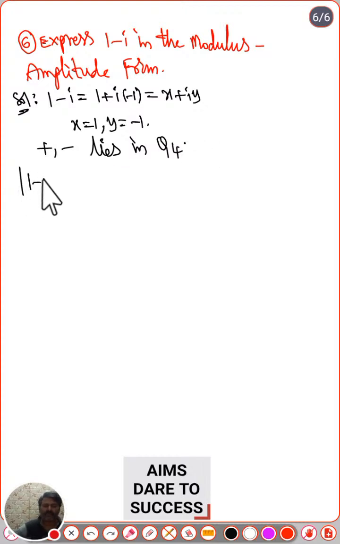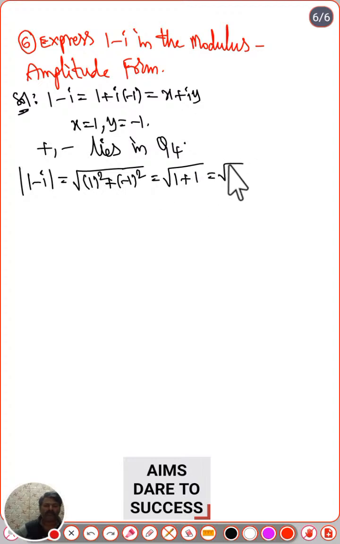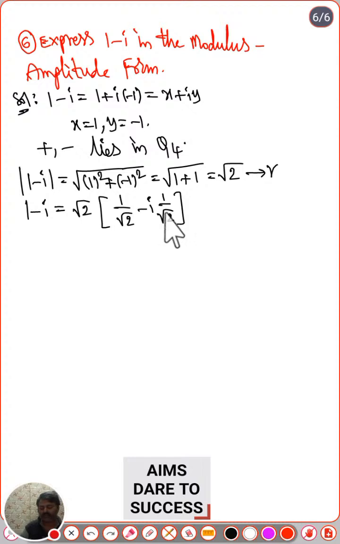So apply the modulus form. Mod of 1 minus i is equal to root over 1 whole square plus i coefficient minus 1 whole square. So root over 1 square is 1, plus minus 1 whole square is also 1. Root over 1 plus 1 is root 2. So root 2 is our value. Okay. After that, the given value 1 minus i is equal to root 2 multiplied outside and root 2 divided inside: 1 by root 2 minus i into 1 by root 2.